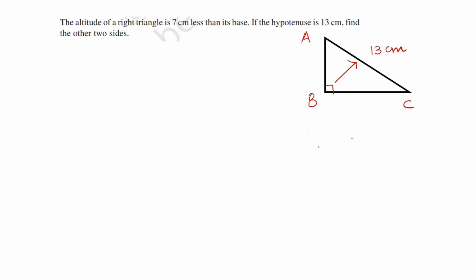Altitude is nothing but, base is BC, altitude is AB, right? Because for a right angle triangle, one of its sides will become the altitude as it is perpendicular, right? AB is perpendicular to BC, hence AB is the altitude of the right angle triangle ABC. Now we can keep BC as base. The altitude of a right angle triangle is 7 centimeter less than its base.